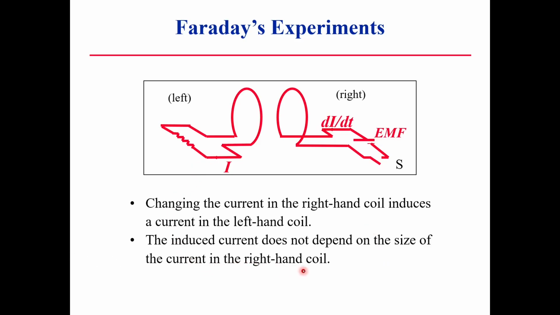This induced current does not depend on the size of the current in the right hand coil. No matter how large your current in the right hand coil is, it doesn't depend on it. The induced current only depends on di/dt. Okay, di/dt. It depends on the rate of change of the current, di/dt.